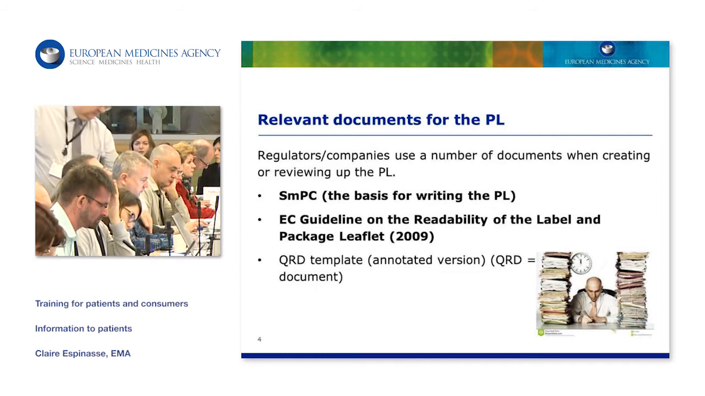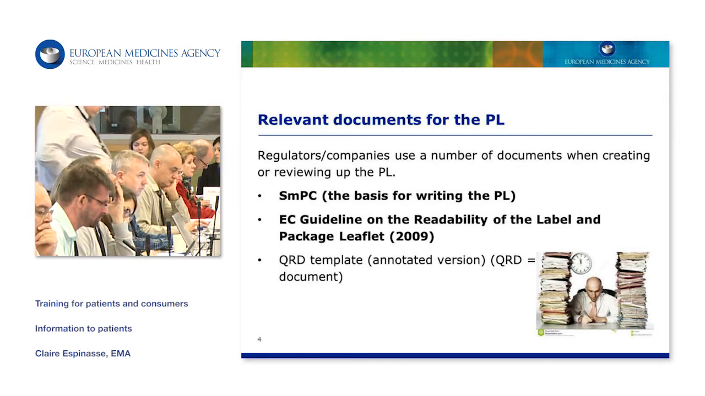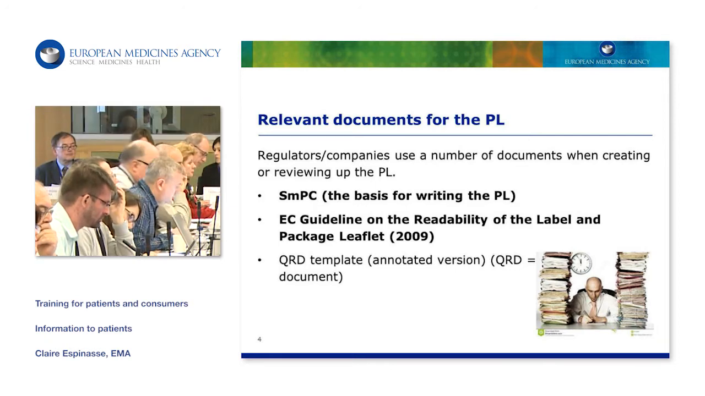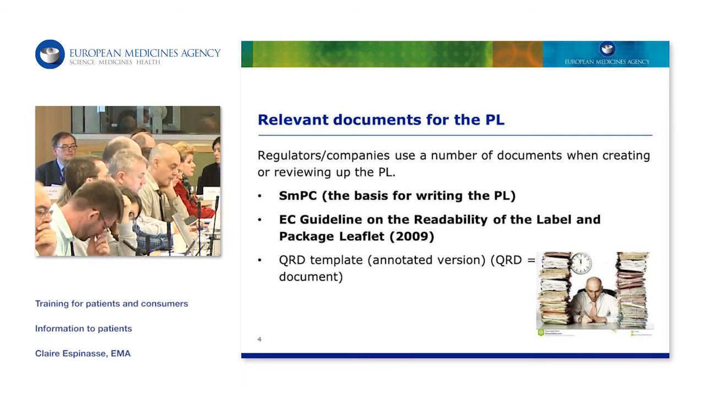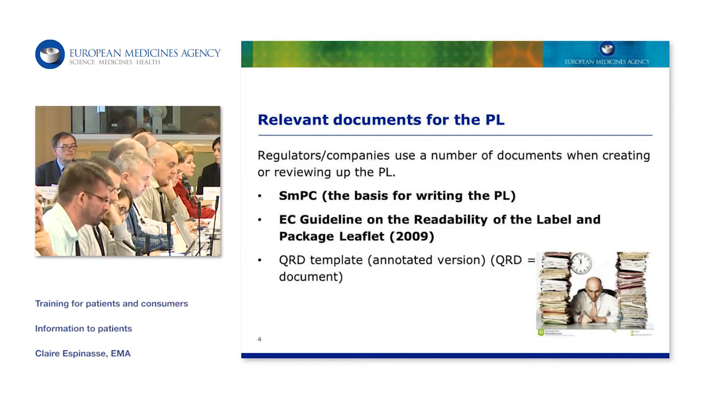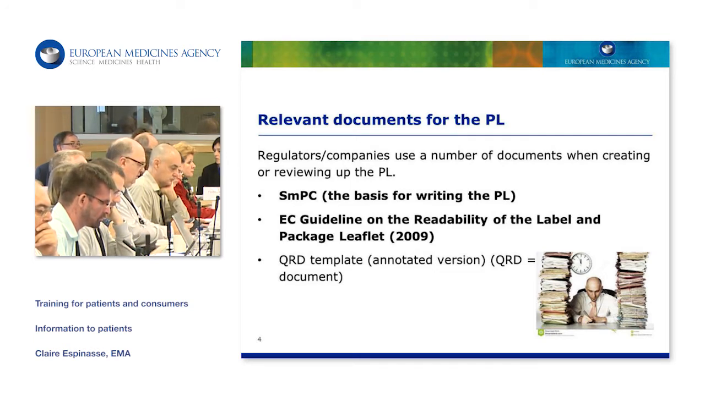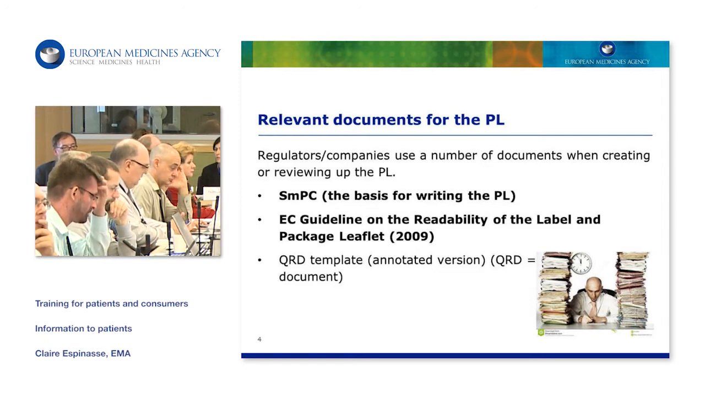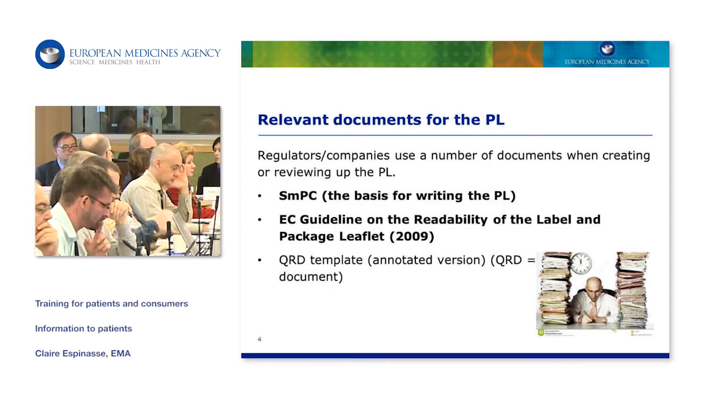Regulators and the pharmaceutical companies use a number of documents when they create and review the package leaflet. On this slide, you can see the list of the main documents. If you are involved in the package leaflet review, or when you become involved, it might be interesting for you to have a quick look at those documents. Of course, the SmPC, the Summary of Product Characteristics, which will be the basis for companies for writing the package leaflet. We also have the EC guideline on the readability of the label and the package leaflet. And finally, the QRD template. I will go into more details on the QRD template in my next slide.